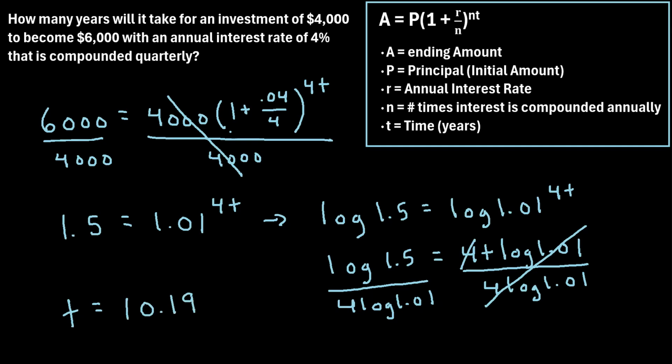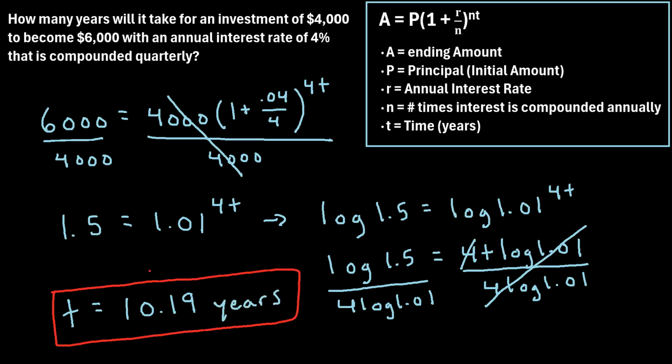10.19. So the time that it will take for this investment to go from $4,000 to $6,000 is 10.19, and we'll write years as our units. So that will be our final answer on this one.